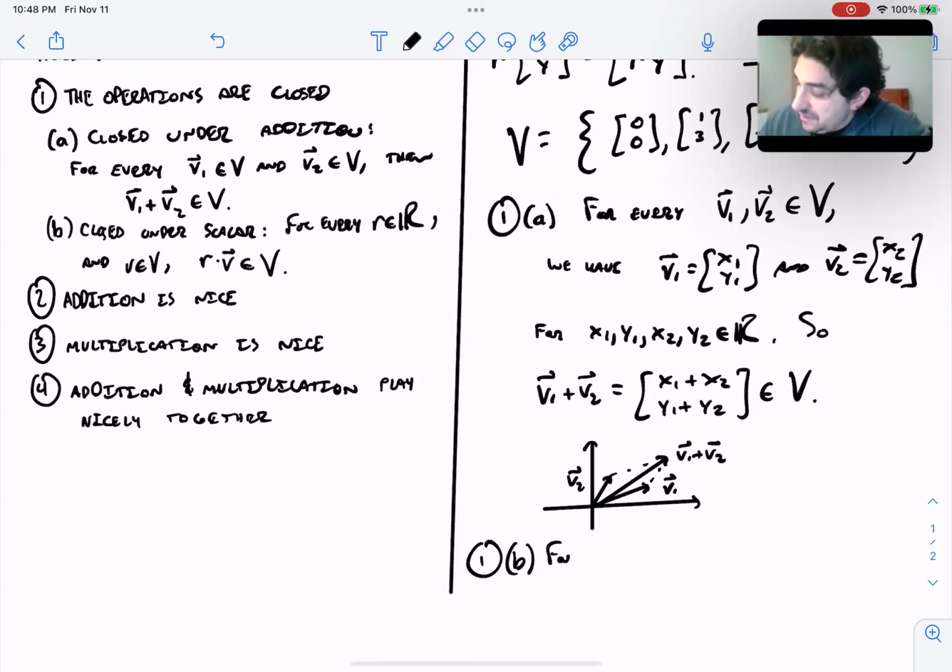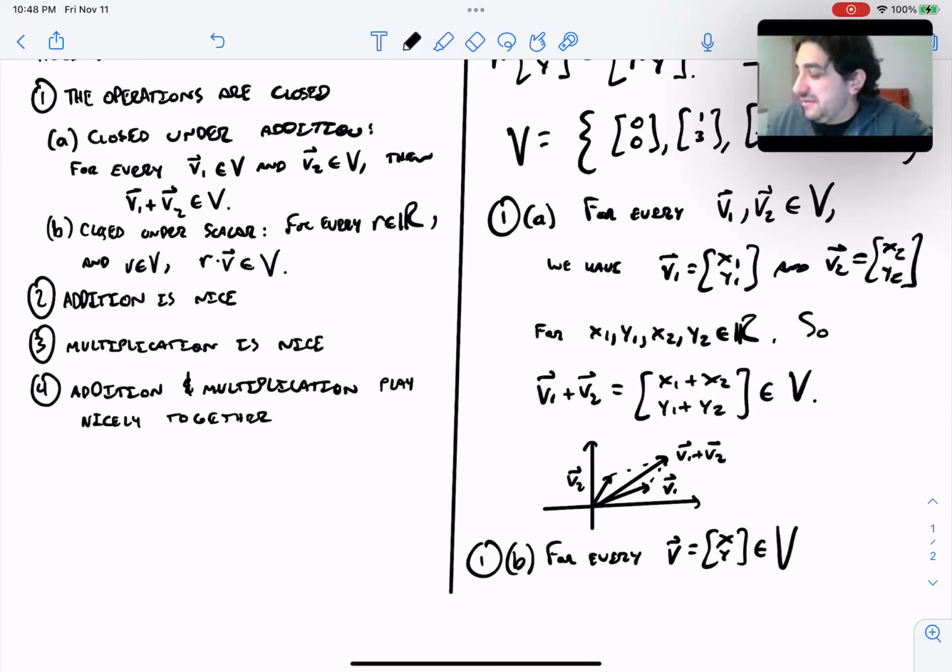I'm going to shortcut the variable declaration a little bit here. So you have vector v, which is equal to some (x, y), and you have some real number r.